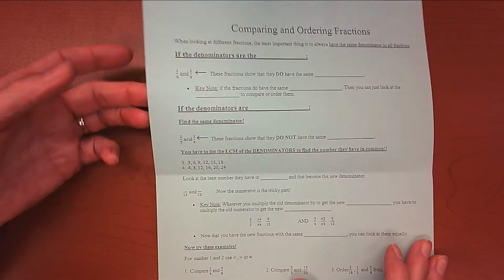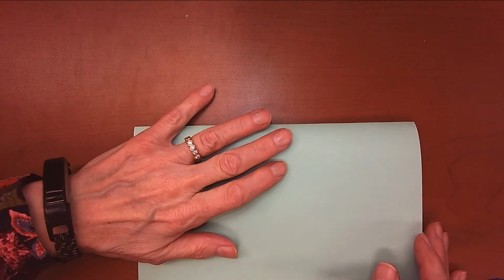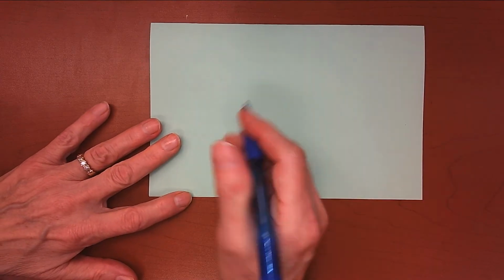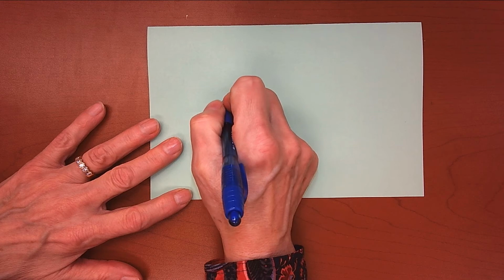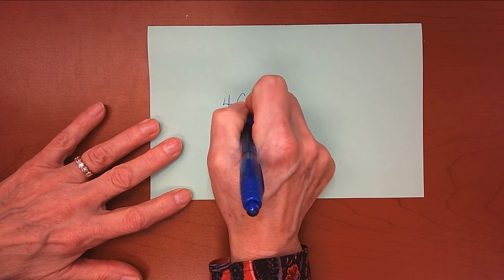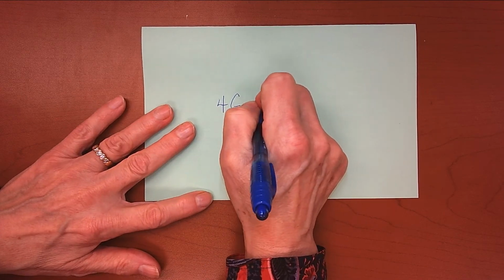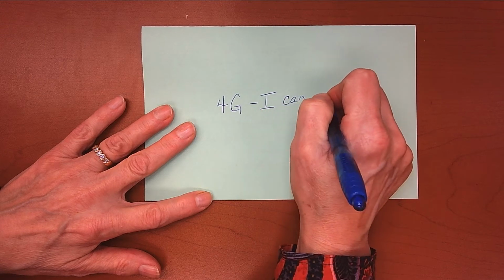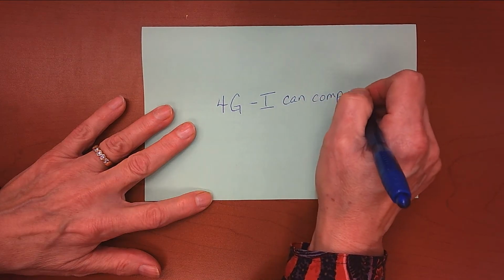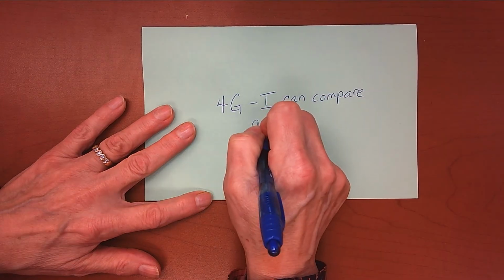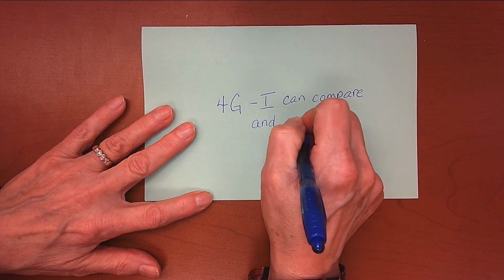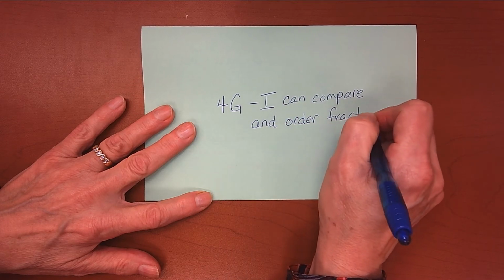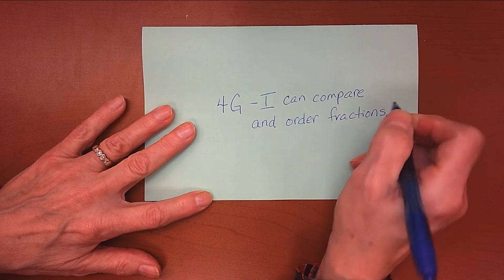We're going to fold these over in half like this, and on the outside we're going to write that this is lesson 4G, and we're going to write our I can statement. I can compare and order fractions. So we're moving on in our fractions unit here.